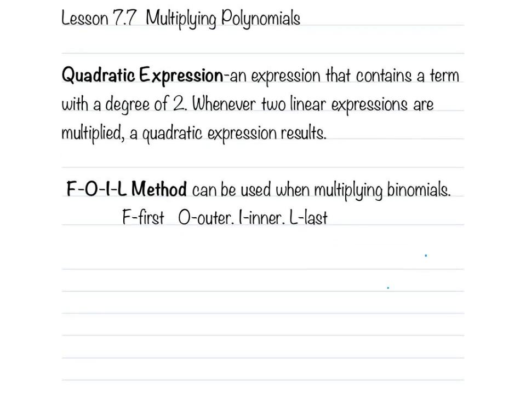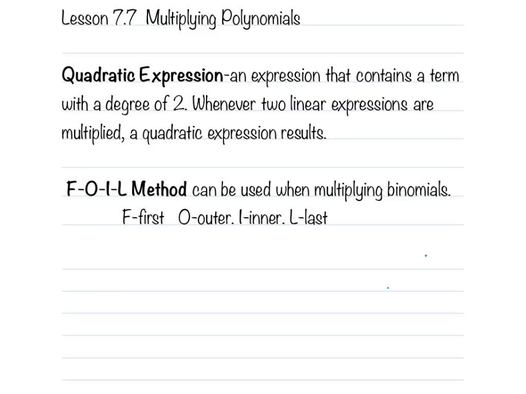Vocabulary term, quadratic expression. A quadratic expression is an expression that contains a term with a degree of 2. In other words, a term that has a variable squared. Whenever two linear expressions are multiplied, a quadratic expression will result.